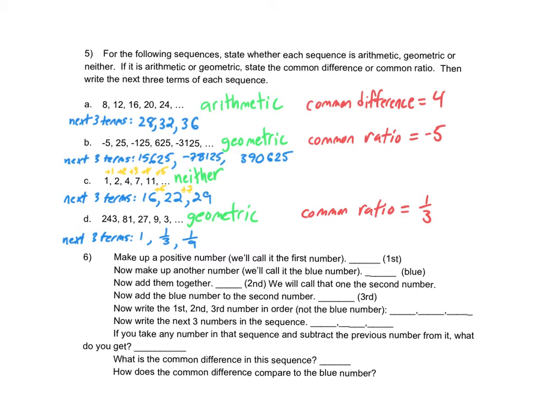All right. Then we're going to call this one here the second number. Every time we add blue to that number, we're going to call it the second number and the third number. Okay, now add the blue number to the second number. This gives us the third number. All right. So again, taking the blue number, adding that to this one should give us this one.